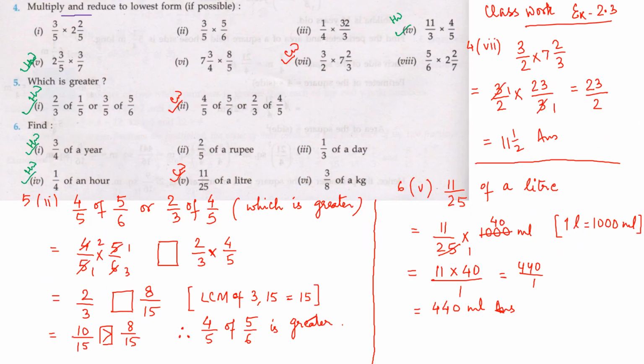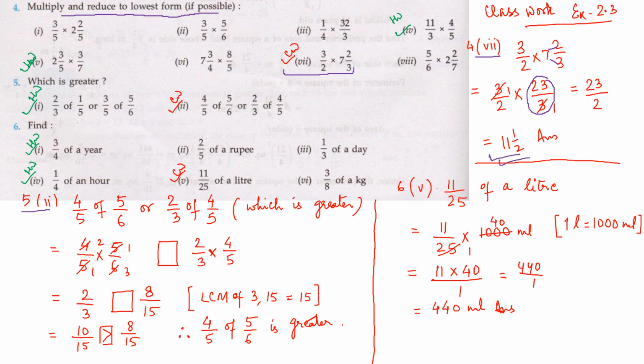Question number 4. Multiply and reduce to lowest form if possible. So if it is possible, you reduce, otherwise you leave the answer as it is. Let us see question number 4, subpart 7. So it is 3 by 2 into 7 whole 2 by 3. So 3 by 2 into 7 3s are 21. 21 plus 2 is 23 by 3. When you will multiply and reduce, you will get the answer as 11 whole 1 by 2.